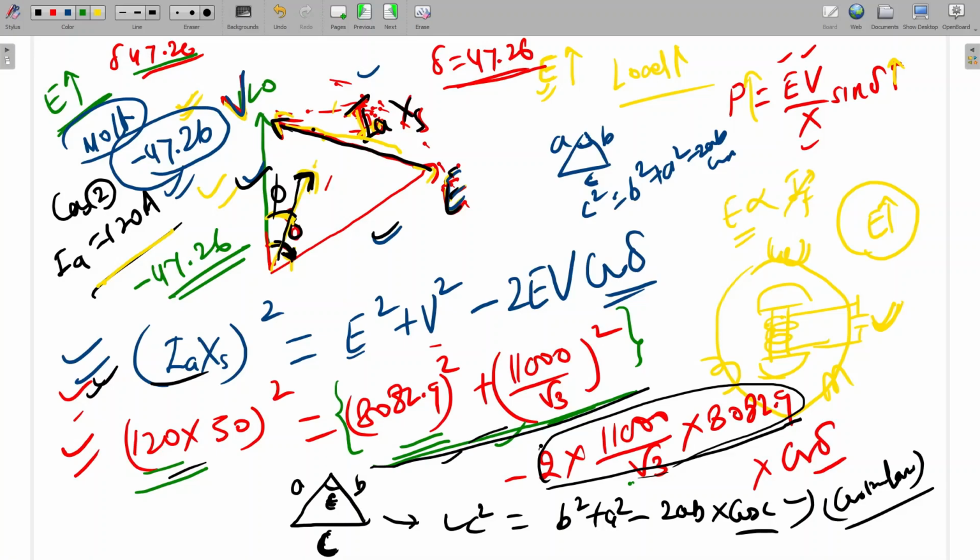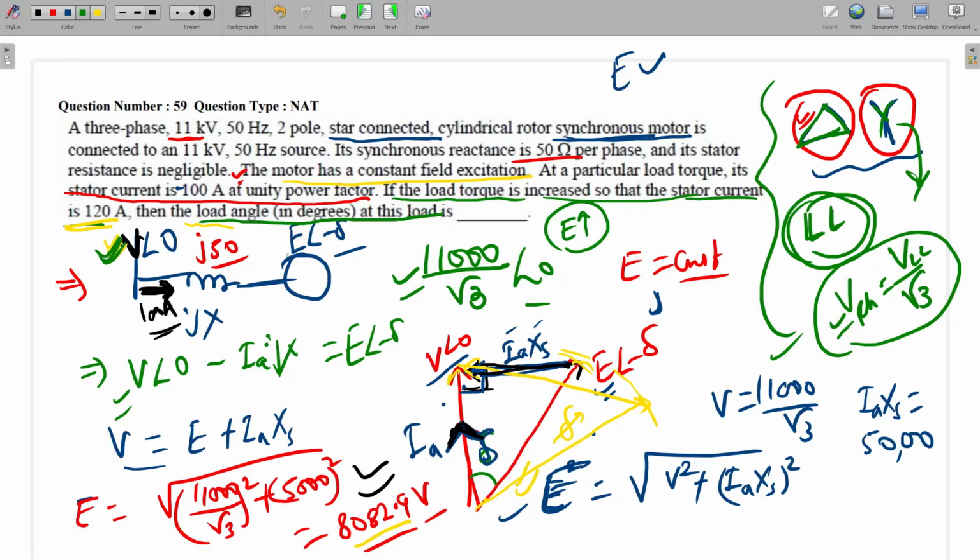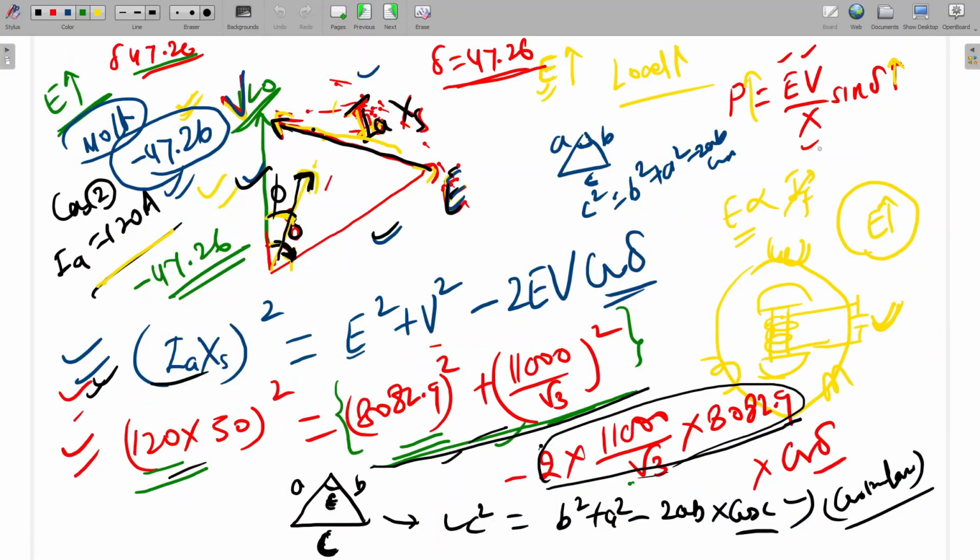Sir, why is the load angle negative? See, in case of motor, the angle is always represented as negative, because it is lagging the reference value. This is the reference in case of motor. So this excitation EMF will always lag this reference value. So if the load angle is asked, it will always be minus. So the load angle is minus 47.26. This is the load angle, this is the reference, and this is the excitation EMF. So it is lagging by 47.26. If the load angle is asked, you will write minus 47.26. Is it clear?